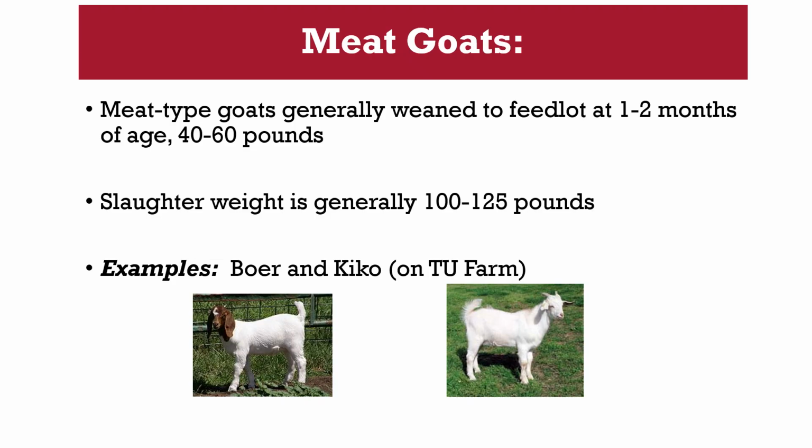Meat type goats generally are weaned to feedlot at 1 to 2 months of age, around 40 to 60 pounds, and we normally wait for the market weight around 100 to 125 pounds. So these are just example of breeds that we have at the TU farm. That's a boar goat and a kiko.